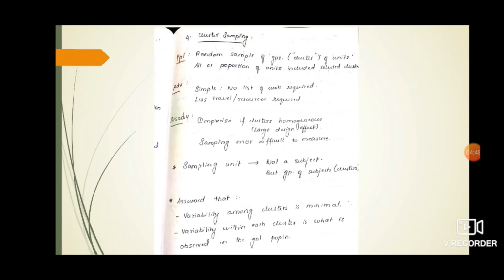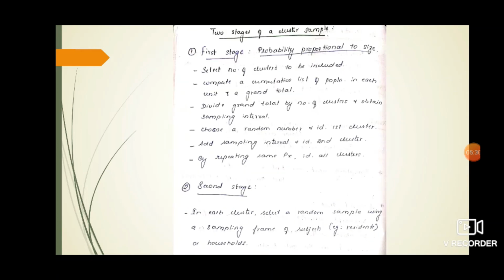Now, coming to cluster sampling: random sampling of groups or clusters of units, with all or a proportion of the units in the selected clusters included. The advantage is that it is simple, no list of units is required, and less travel or resources are required. The disadvantage is that it is imprecise if the clusters are homogeneous, there is a large design effect, and sampling error is difficult to measure. The sampling unit is not a subject but a group of subjects, or cluster. It's assumed that the variability among the clusters is minimal, and the variability within each cluster is what is observed in the general population.